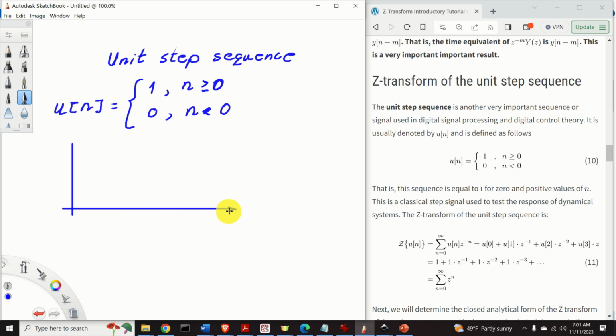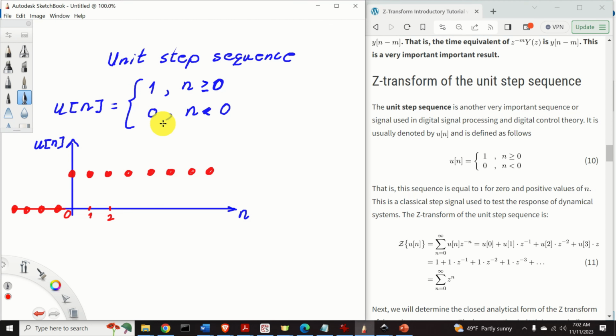On the horizontal axis, we place n, and on the vertical axis, we place u of n. U of n is equal to 1 for positive values of n, and we have 1 over here, then 1 over here, then 1 over here, etc. For negative values of n, that is over here, we have 0, we have 0, we have 0, etc.